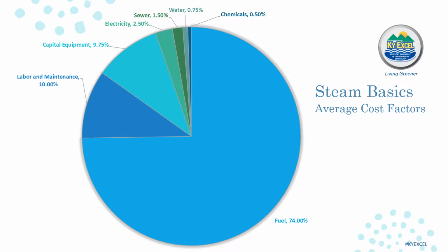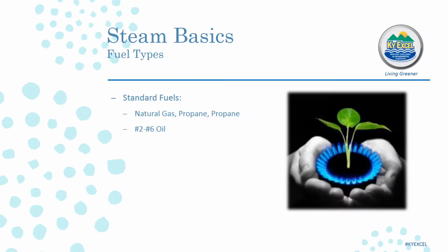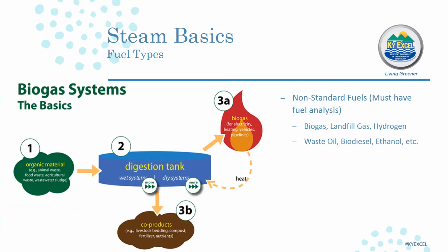On the screen, you can see the average breakdown of the cost factors for a steam operation. At 74%, fuel is the largest cost factor. To generate steam, a variety of fuel types can be utilized. Standard fuels include natural gas, propane, and number 2 to number 6 fuel oils. Non-standard fuels include biogas, landfill gases, waste oil, biodiesel, and ethanol.